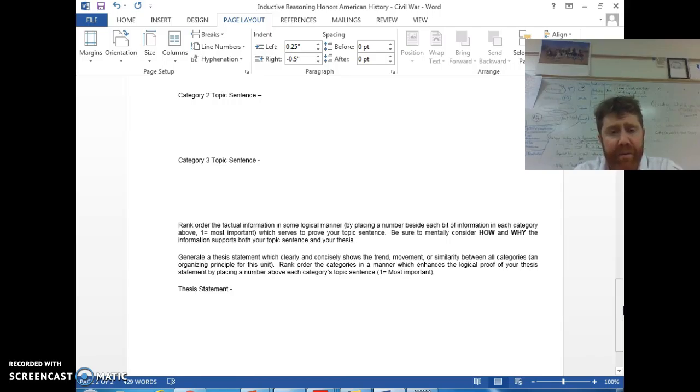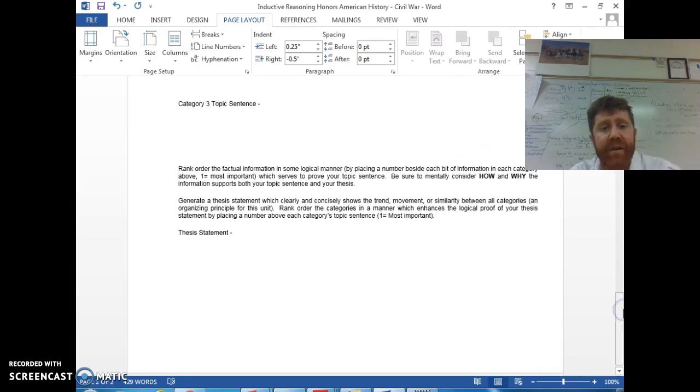You want to go back up to your categories and rank order. That means put them in order of most important and least important. Rank order the factual information in each category. You want to consider how and why the information supports both your topic sentence and your thesis, which you're going to do here in just a moment.